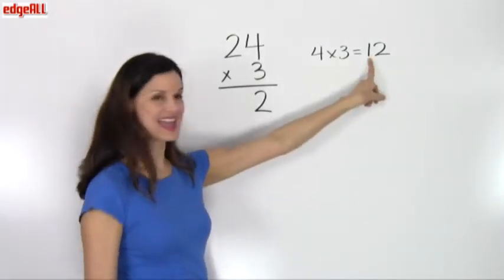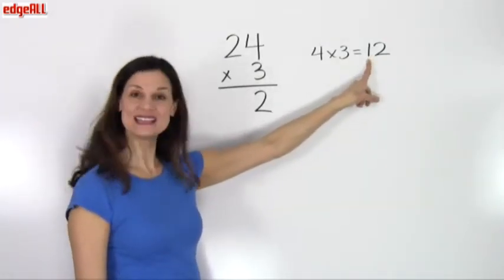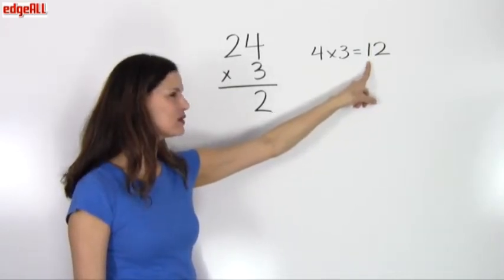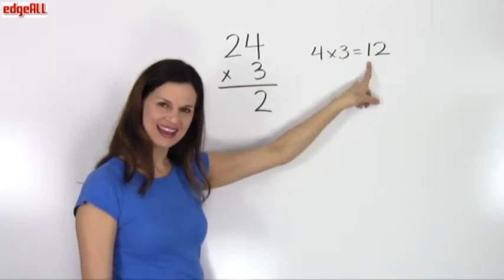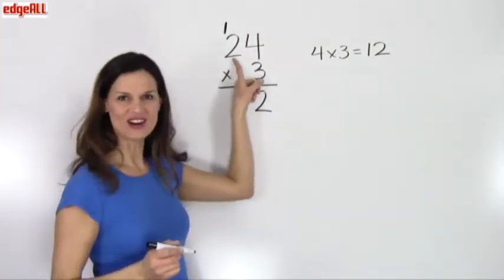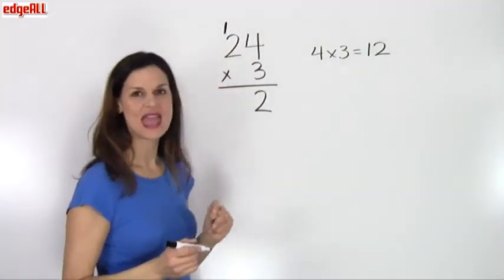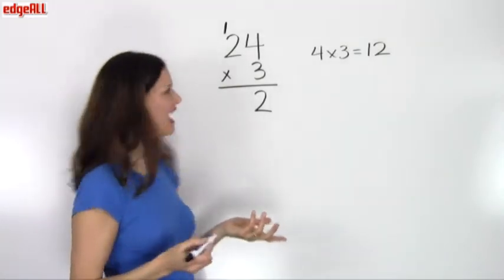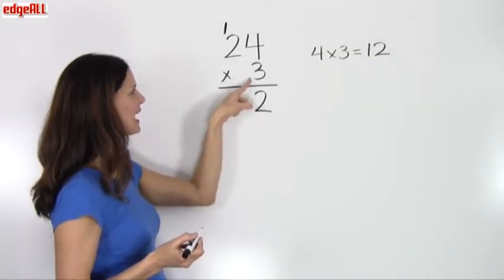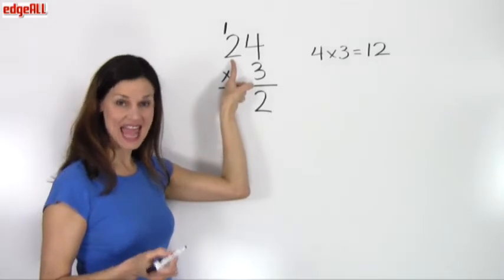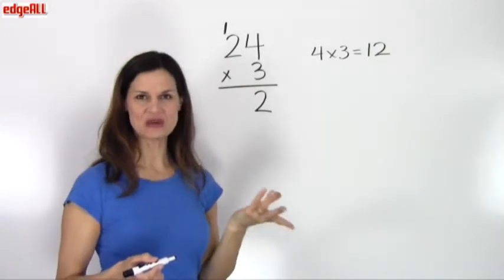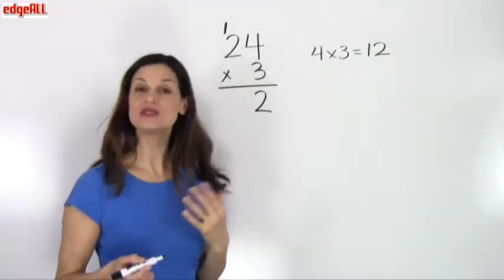I take the 1 that is in the tens place in my 12, and I actually write it right above the 2 here in the tens column. And then I proceed with my work. The next step in doing this problem is to multiply 3 by the digit that's in the tens place of my 24, which is a 2. So 3 times 2 equals 6, or 2 times 3 equals 6.